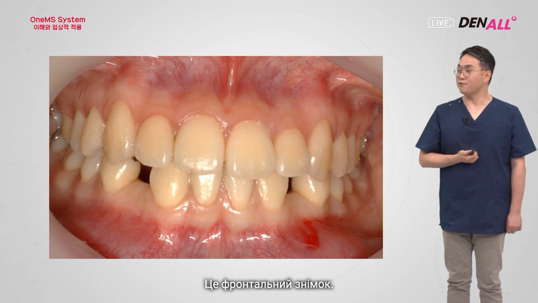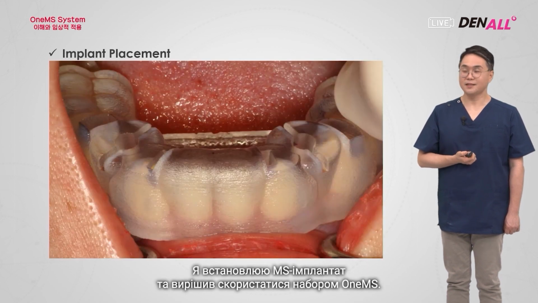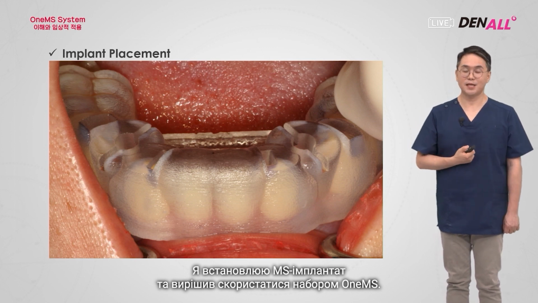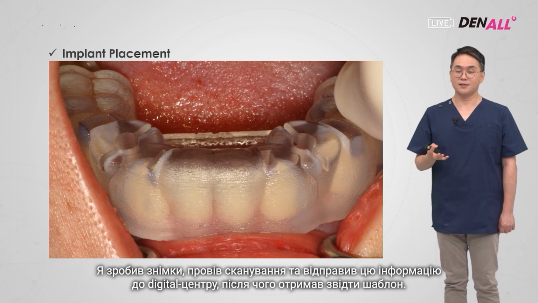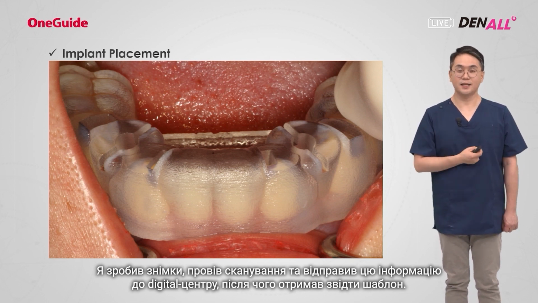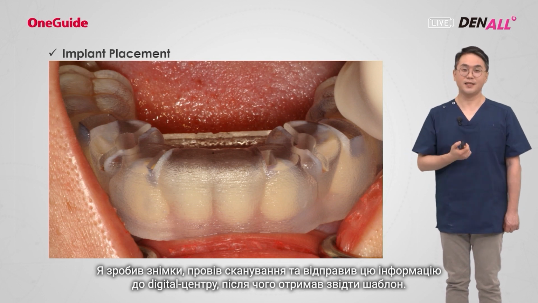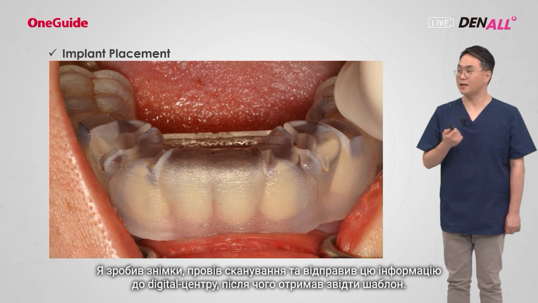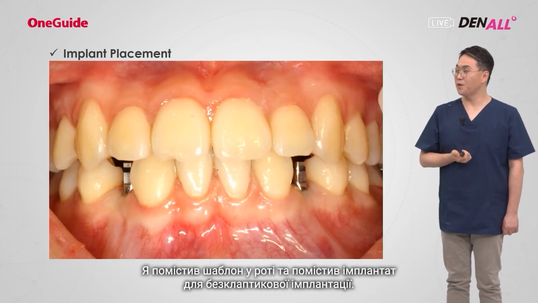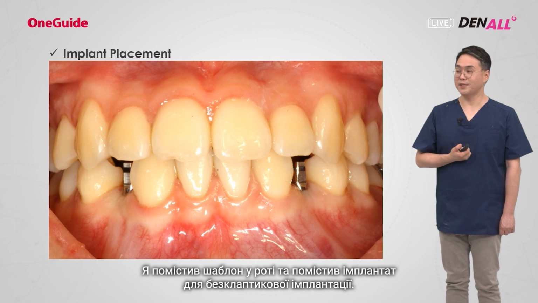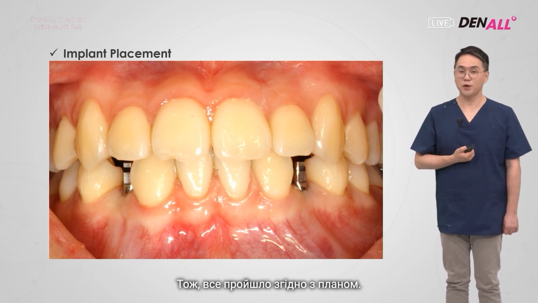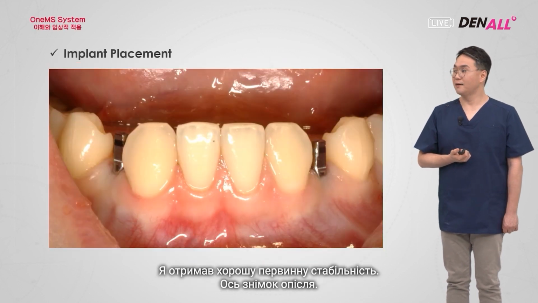This is the front photo, and hence I decided to use the one MS system kit. I took photos, took the scan, sent it to the digital center, and received this template from the center, placed it in the mouth, and placed the implant. Two implants, flapless. It went according to plan.